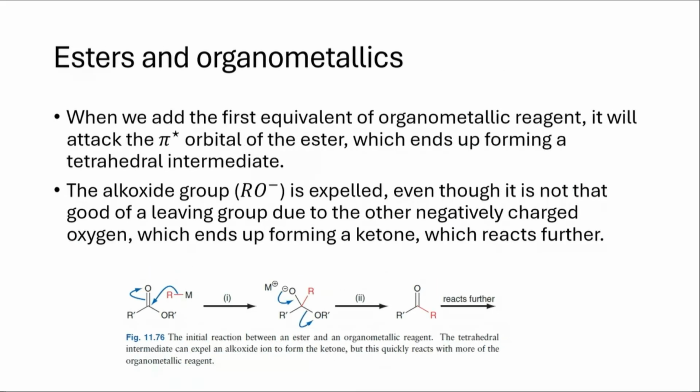Next, I want to focus on esters and organometallic reagents. When we add the first equivalent of organometallic reagent, it will, of course, react with the pi anti-bonding orbital of the ester, which ends up forming our tetrahedral intermediate as shown here. Then we have our alkoxide group. Our alkoxide group will be expelled, even though it's not that good of a leaving group, due to the other negatively charged oxygen, which will end up forming a ketone. And if we add more of the organometallic reagent, that ketone will react further.